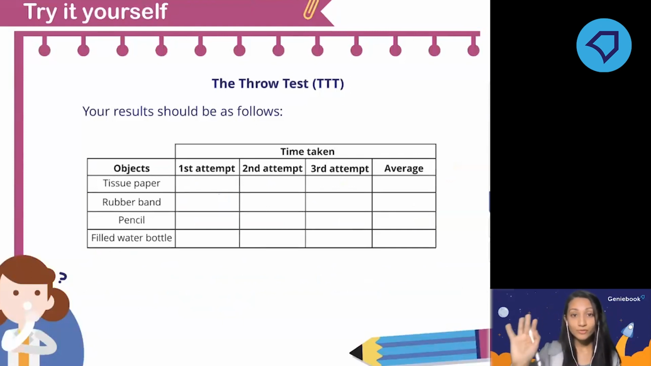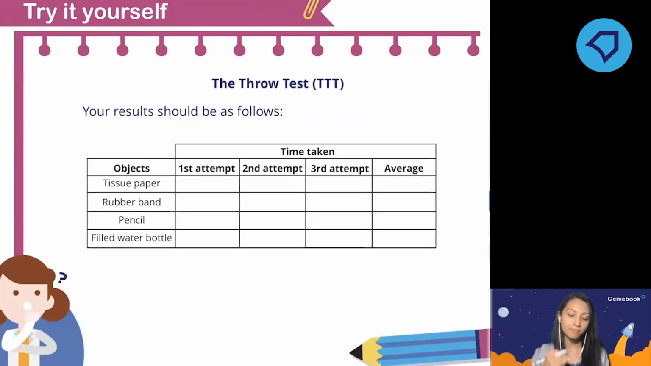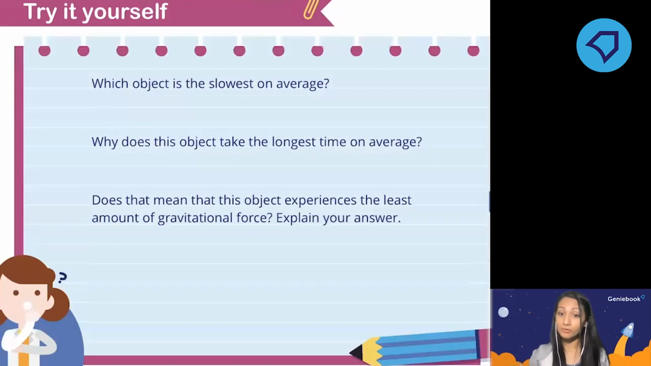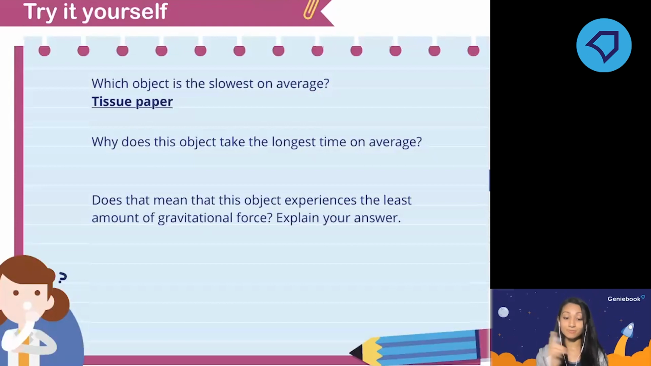Now, for those who have tried, or for those who haven't, you can still try this with us. Which object do you think is the slowest on average? Between these four: tissue, rubber band, pencil, filled water bottle. So just said tissue paper. Do you all agree it's a tissue paper? Yes, yes, yes, no, yes, no. Okay, let's see. Yes, it's tissue paper.